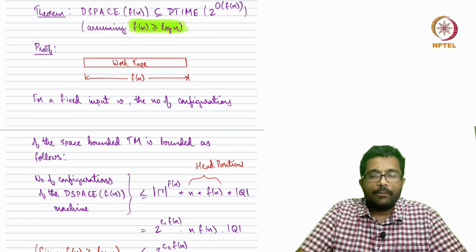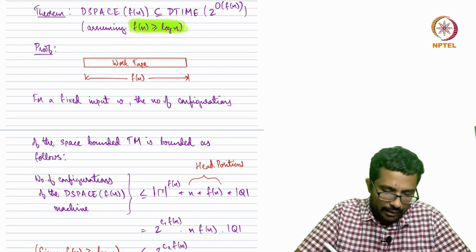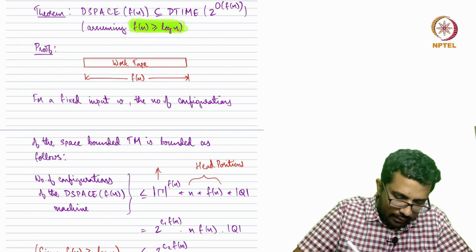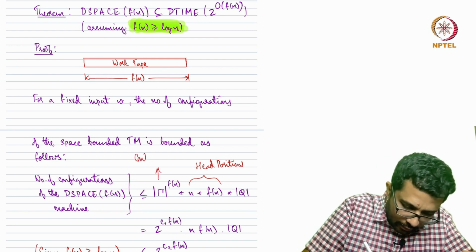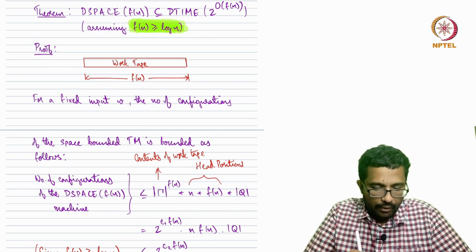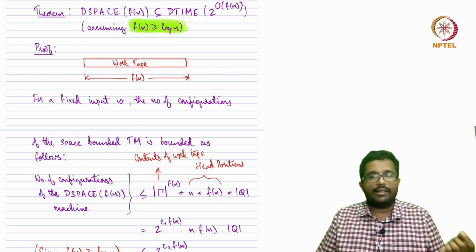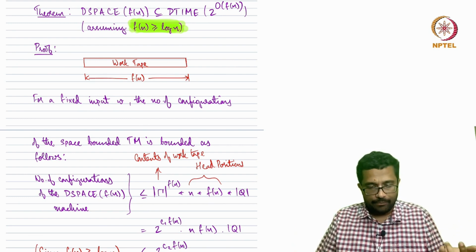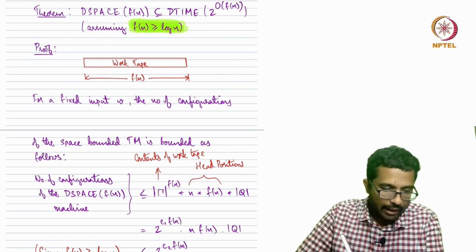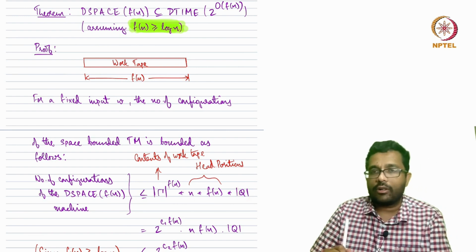What is the number of possible contents of the work tape? So the contents of the work tape is going to be size of gamma power f(n), where gamma is the tape alphabet, right? Because there are f(n) cells and each of these cells can have any tape symbol there. So it's gamma power f(n). And then we have the number of states, which is q, right? So these are the things that comprise the configuration.